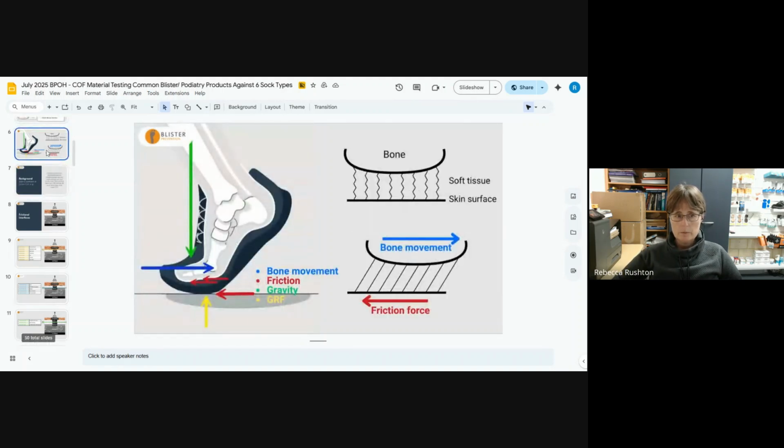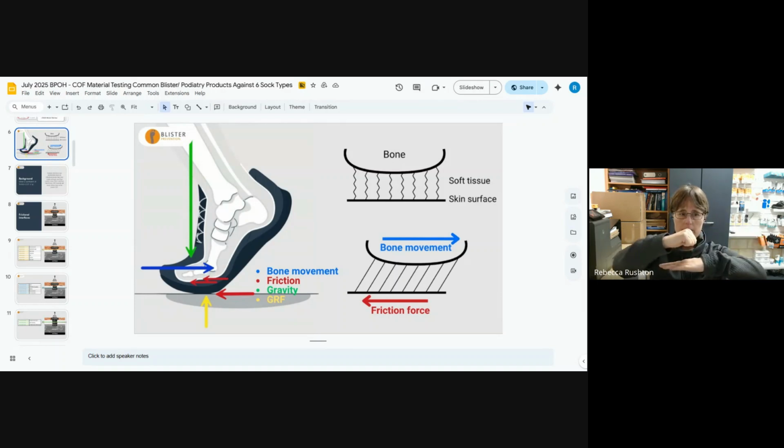So in terms of blister prevention, the aim is, if this is a metatarsal head, that is the skin surface. Generally, high friction keeps the skin surface stationary while the bone moves back and forth. Same thing at the back of the heel, and same thing at the dorsum of the toes.